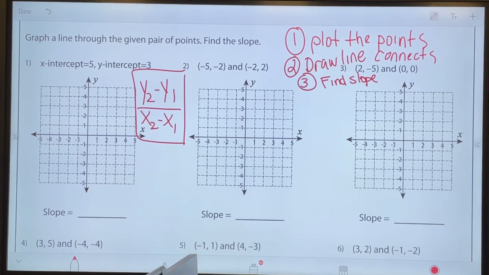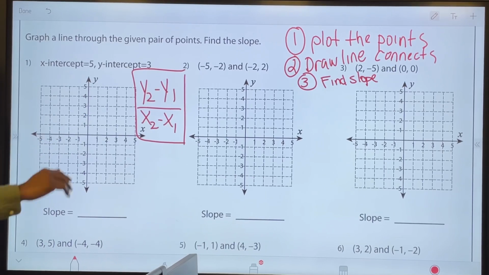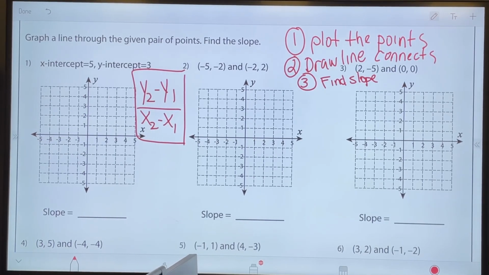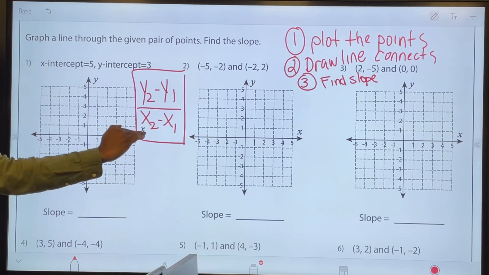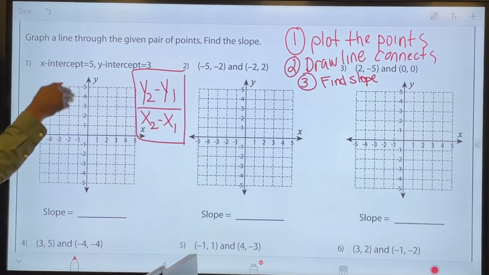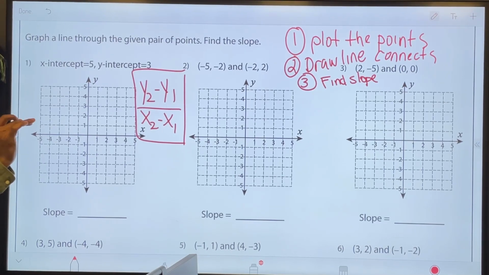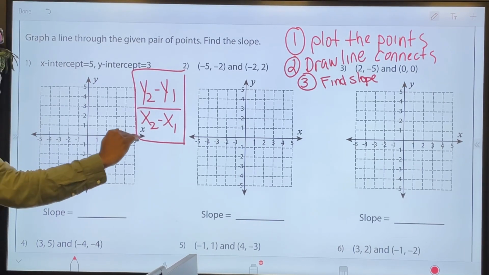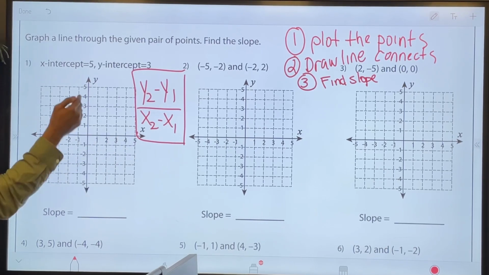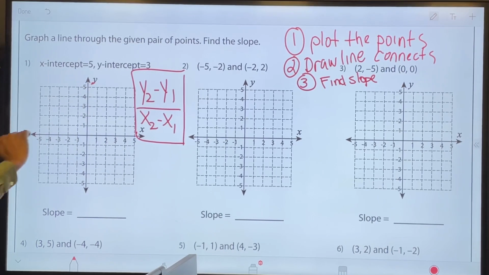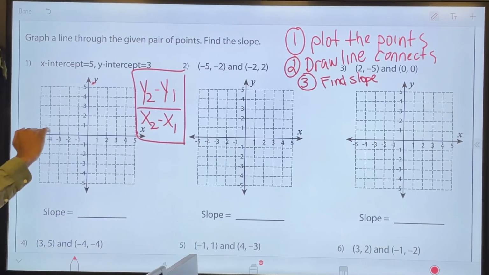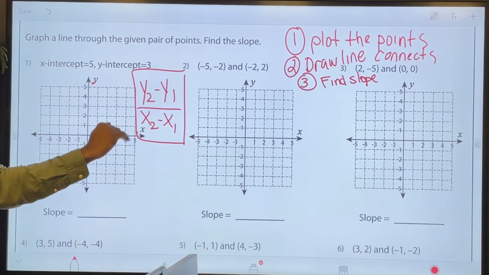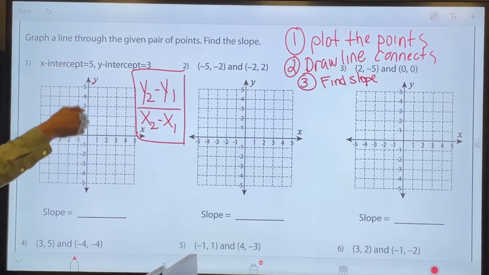The first one is on the x-intercept at 5. Where is the x-intercept? Up and down or left and right? Look at your paper. The x-intercept, does the x go left and right or up and down? Left and right. So all your x values go left and right. All your y values go up and down.